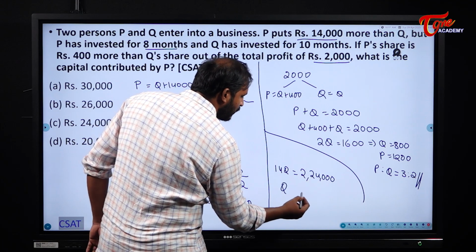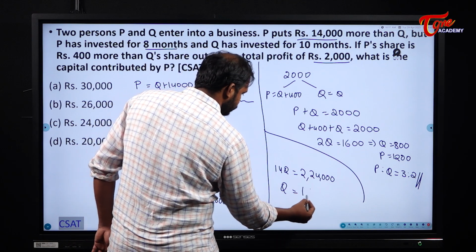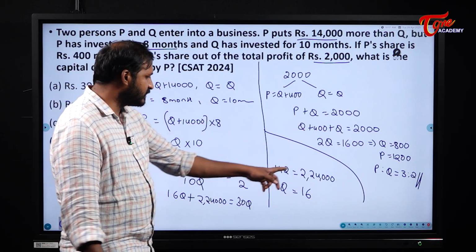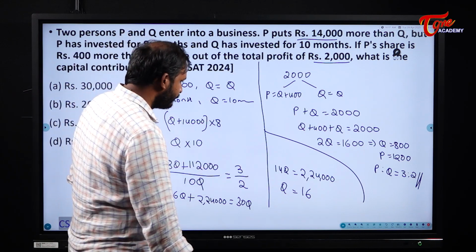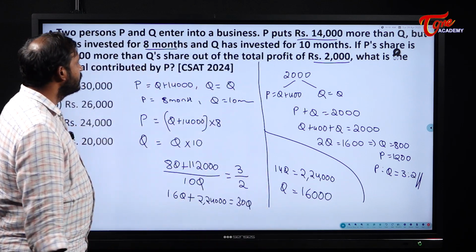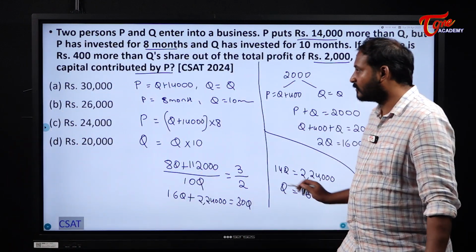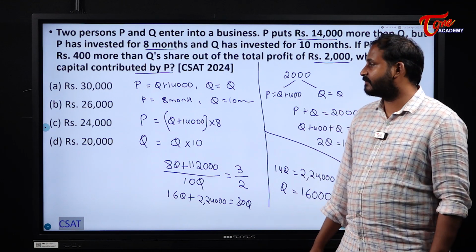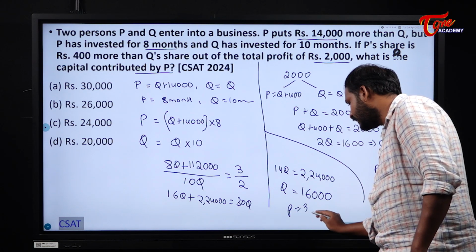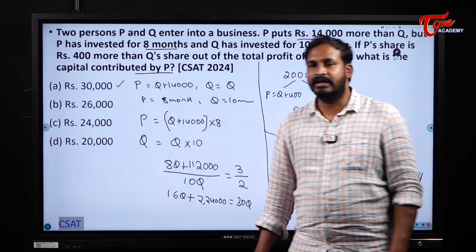So the Q value will become what? 16,000, because 14 times 16 is 224. Q's investment will become 16,000. But what is our question? What is the investment or capital contributed by P? P will contribute 16,000 plus 14,000, which becomes 30,000. Why? Because he is investing 14,000 more than Q. So P's contribution is 30,000.